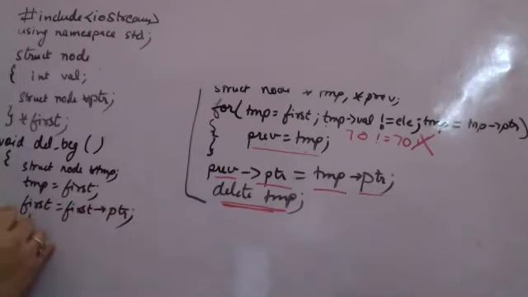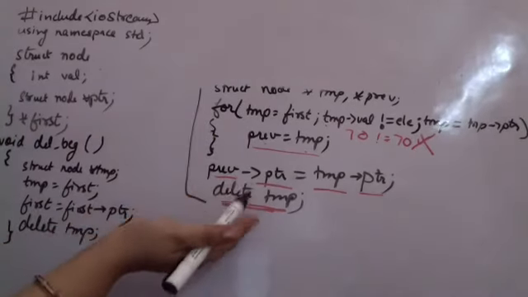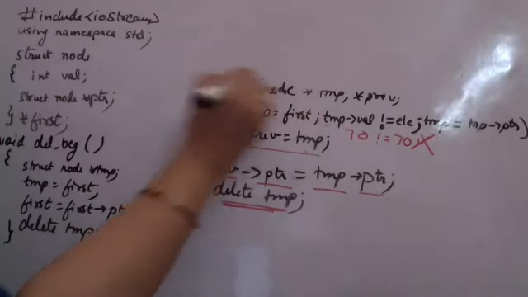After moving this, I am deleting the memory that was taken by the first node. Deletion at beginning is done. This is about deletion at beginning. So the code is already there, so I will not rewrite this code.